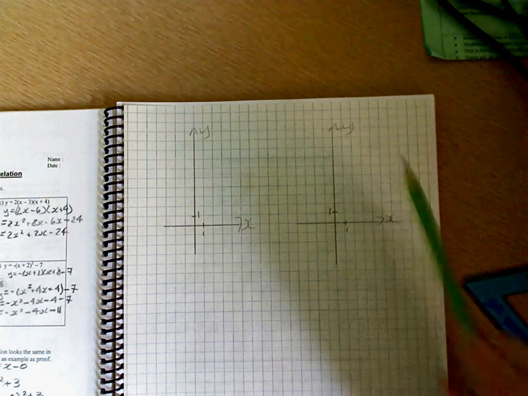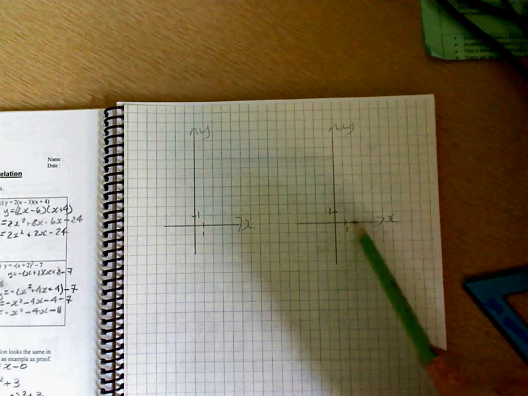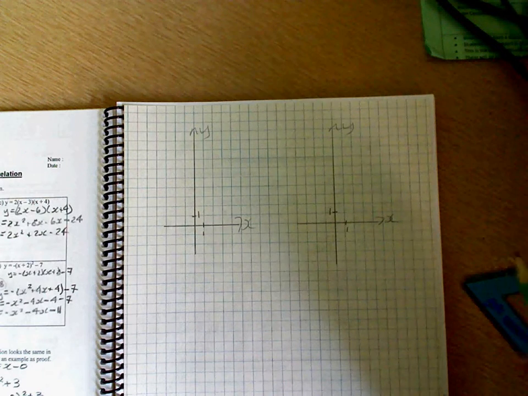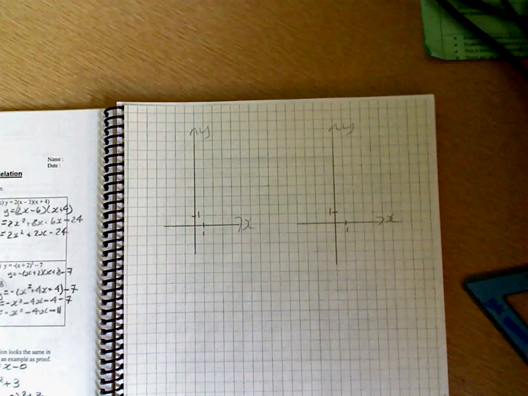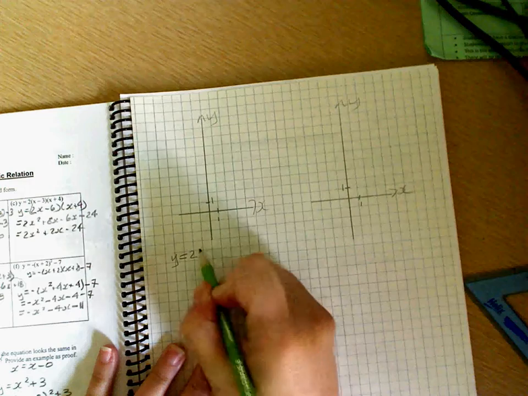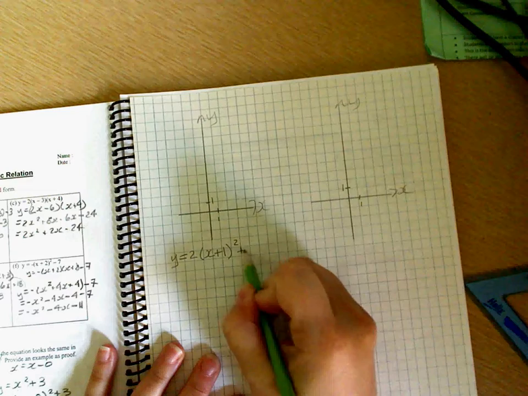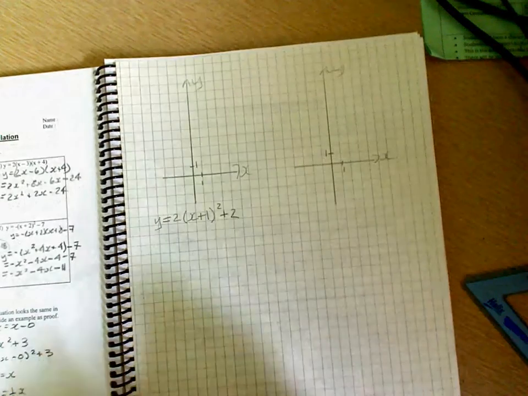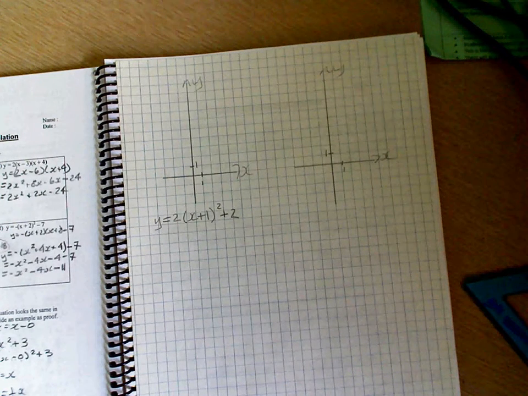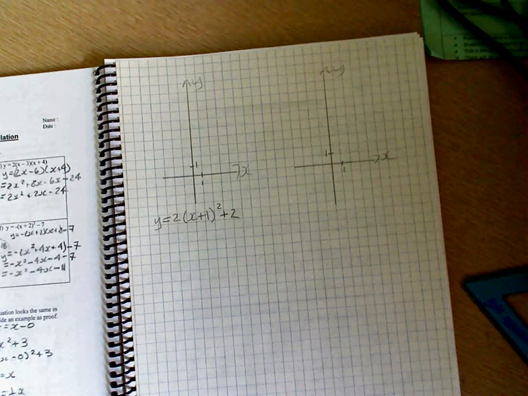Okay, so I've got enough scaling done here. I've got arrows, I've got X and Y, and I've got one tick showing what each step is. So each tick is going to be 1 on the X and the Y axis. So if I'm asked to graph this, y equals 2 times quantity x plus 1 all squared plus 2.